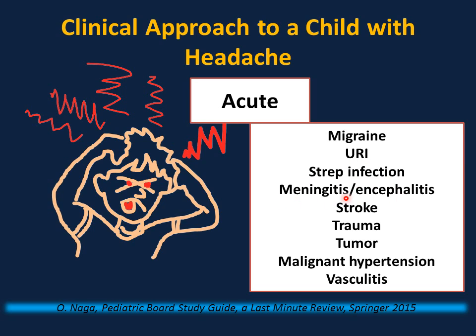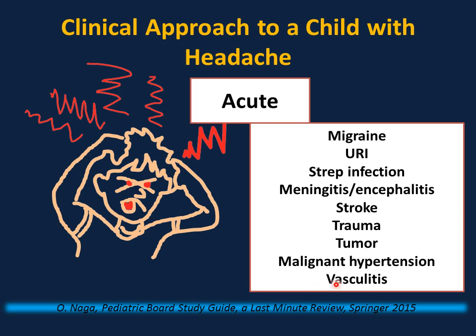Meningitis, encephalitis: the presentation will vary according to the age. Absence of meningeal signs, very important to know, does not rule out meningitis nor encephalitis. Stroke can be associated with acute onset of headache. Look in the history if the child mentioned or said, "This is the worst headache of my life." Trauma, tumor can be associated with acute onset of headache. It doesn't have to be over time, doesn't have to be progressive. Tumor can present with acute onset of severe headache.